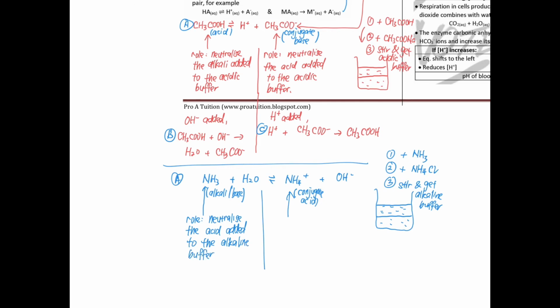Okay. So what is the role of ammonium ions? The role is to neutralize the, it's acid, right? So that means neutralize the base. The base added to the alkaline buffer. Yeah, this is their role.